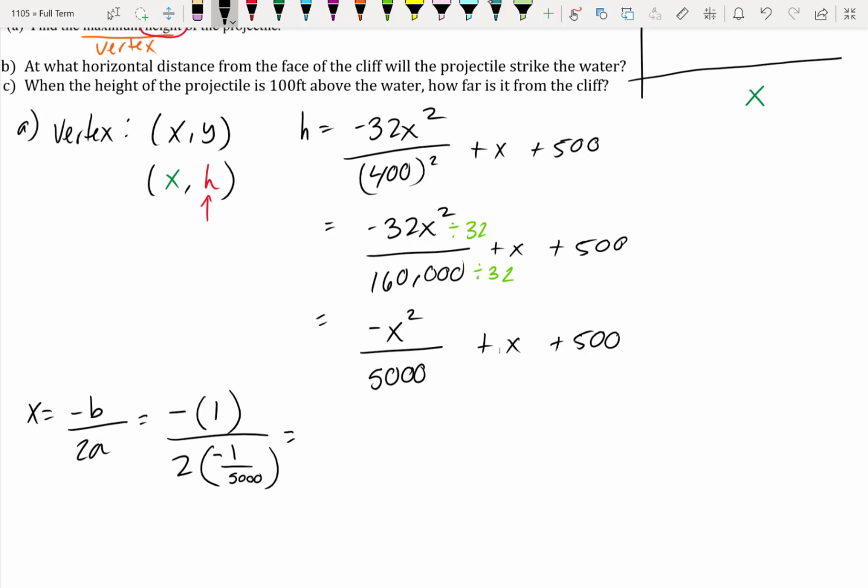Let's simplify here. We have negative 1 over negative 2 over 5,000. We just multiply straight across on the bottom. We can simplify our fraction because we can take a 2 out of each.